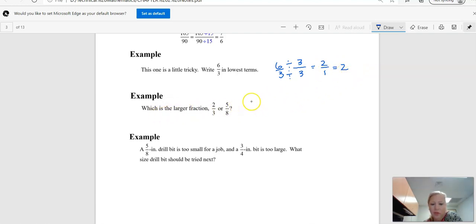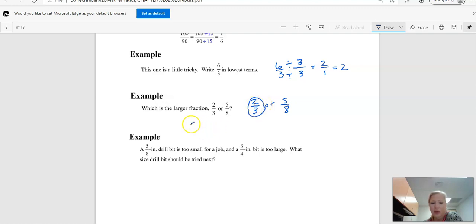Okay, which is the larger fraction? 2/3 or 5/8. Okay, there's a really easy way to do this mentally. Okay, the closer the number is on the top to the number on the bottom, the bigger the number is. So 2 is very close to 3. 5 is a little bit farther away from 8. If this had said 6/8, then that would have been the larger fraction, but the closer the number is on the top to the number on the bottom, the denominator, the bigger the fraction is. So this one is actually the largest one.